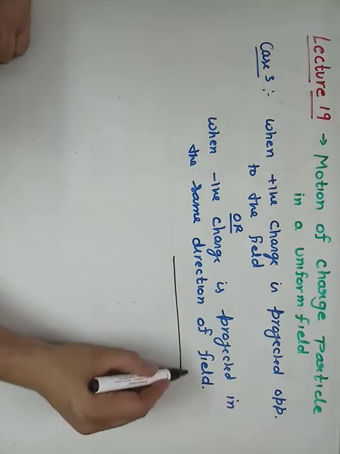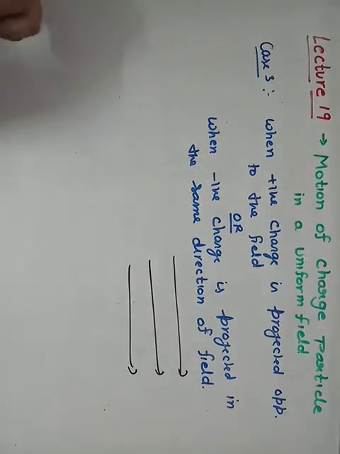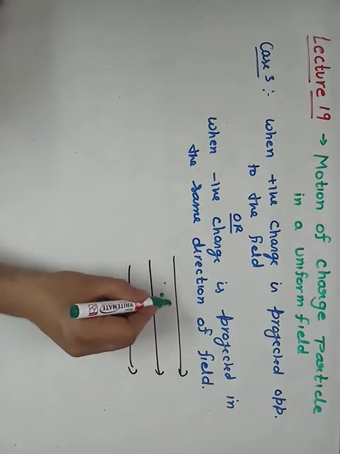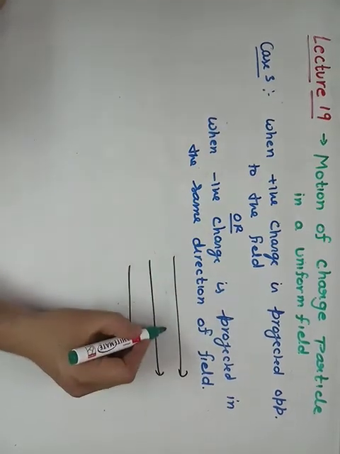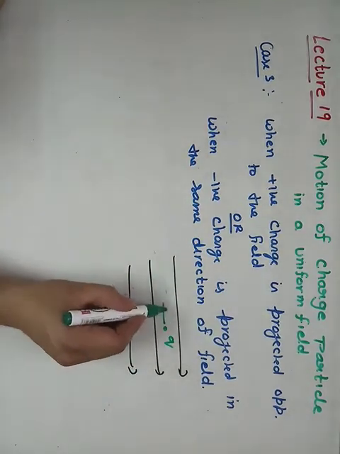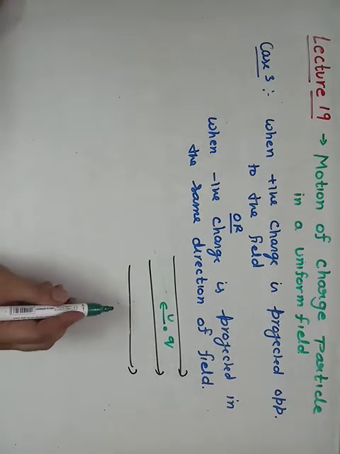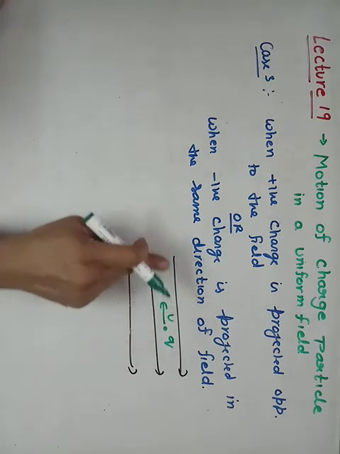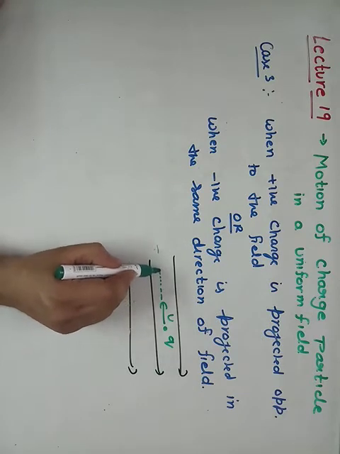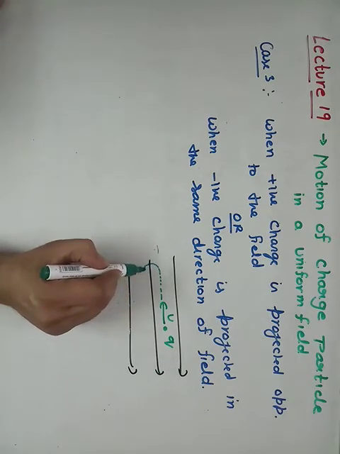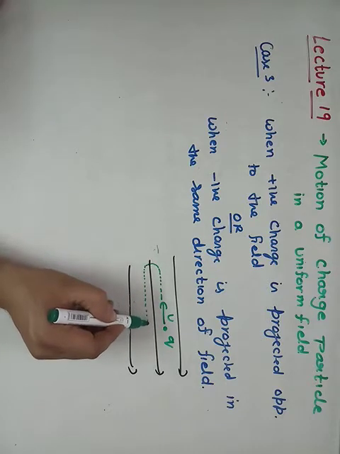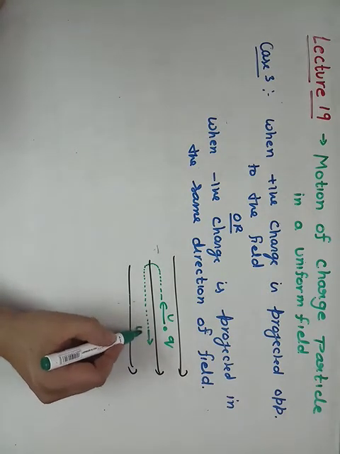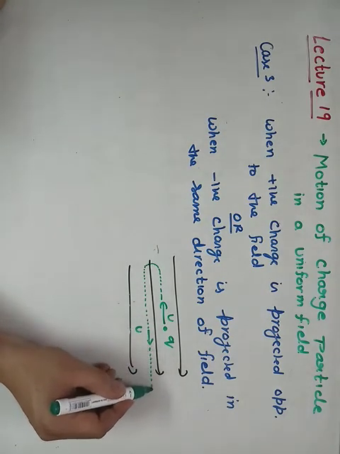Suppose we take a positive charge, it is projected opposite to the field with a speed u. What will happen? It will experience a retarding force, due to which its speed goes on decreasing. It experiences a retardation, therefore its speed goes on decreasing. Finally it comes to rest and then starts moving back in the direction of field. When it comes back to the same position, it will have the same speed in the direction of field. Now its velocity goes on increasing in this direction.